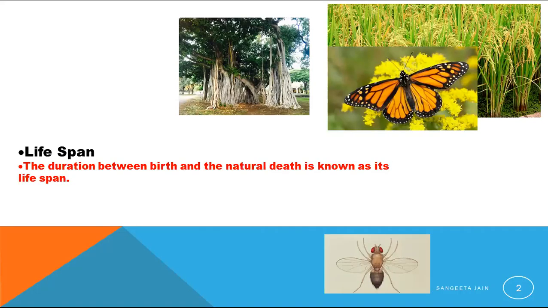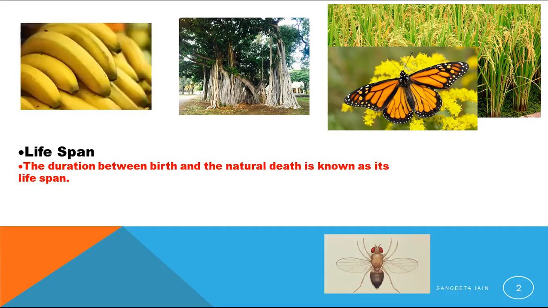Every individual dies after attaining a certain age. In spite of natural death, a large number of plants and animals have been existing for several thousand years. The duration between birth and the natural death of an organism is called its lifespan.